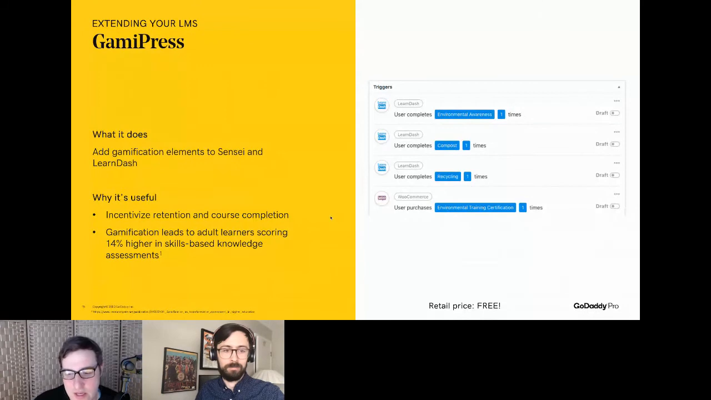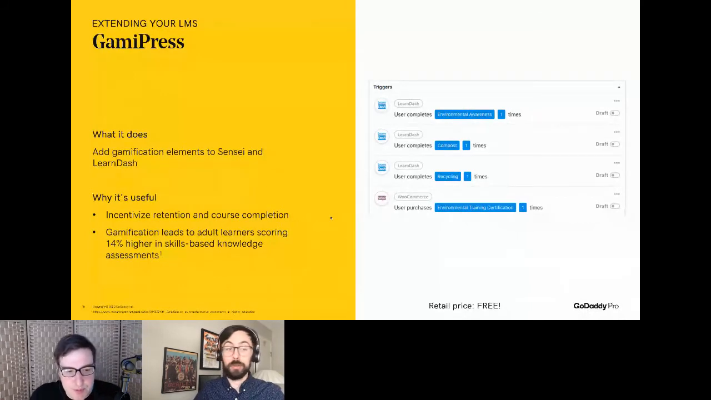And again, because it's free, there are some paid add-ons you can use with GamiPress, but in general, I think that with you incorporating it into either of these LMSs, I'm not sure that you would need any of the paid extensions. So this is just all upside as far as I'm concerned.